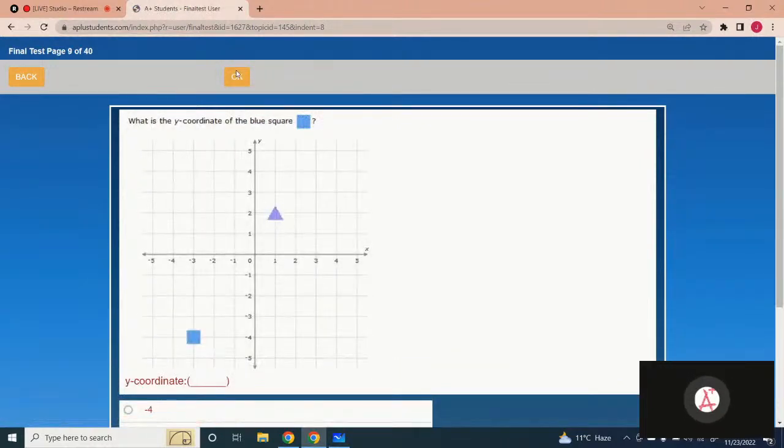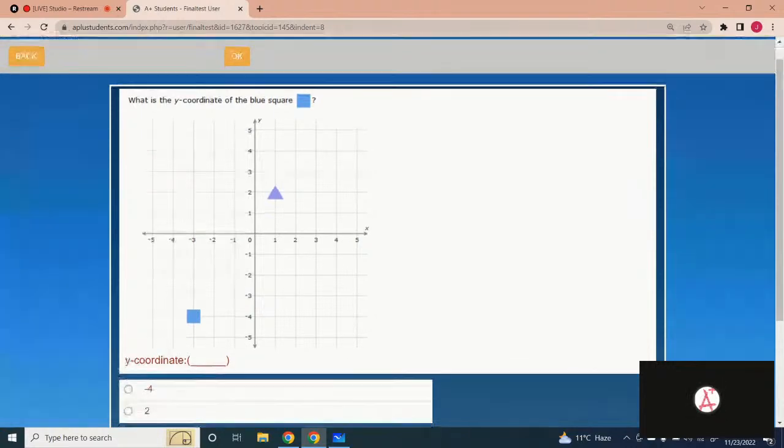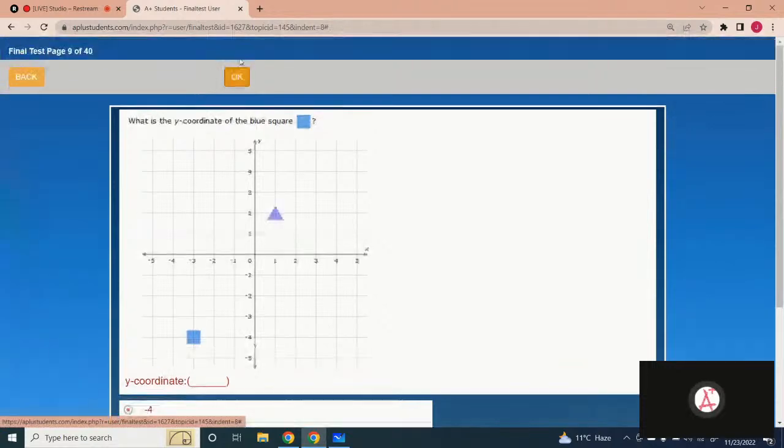Okay, what is the y coordinate of the blue square? So the y coordinate of the blue square is, just match the blue square to the y-axis. So it would be -4. Got it? Just select the correct option and click on the OK button.